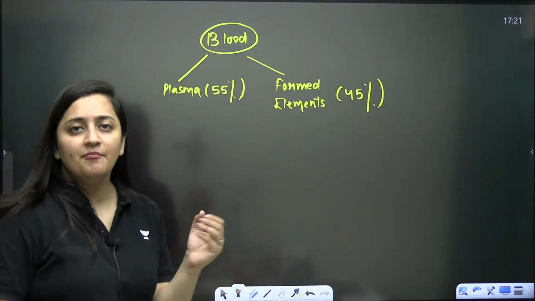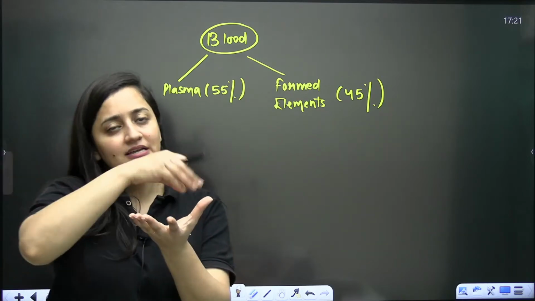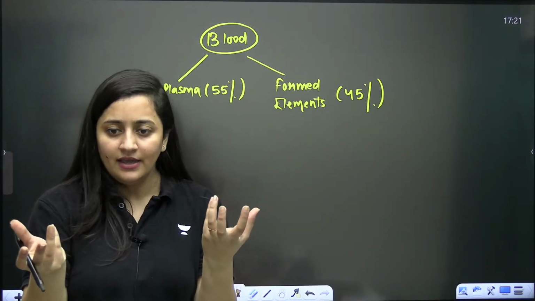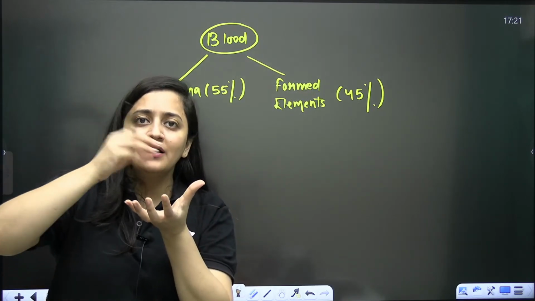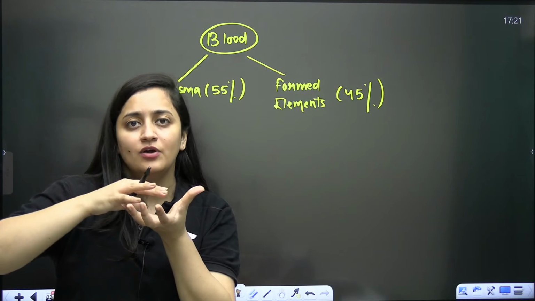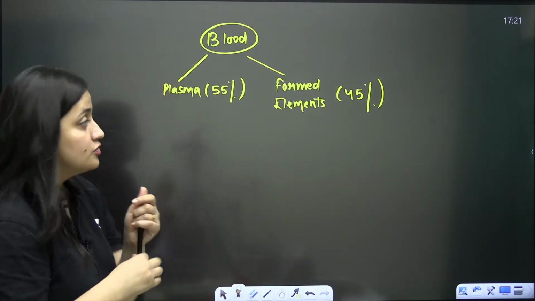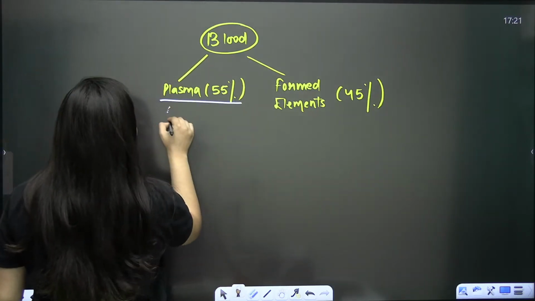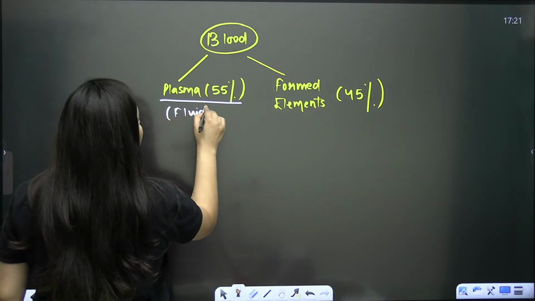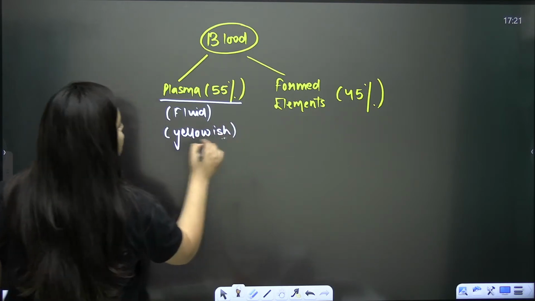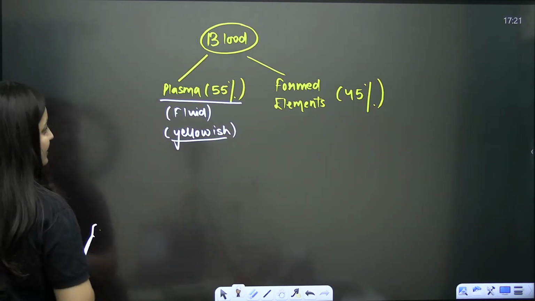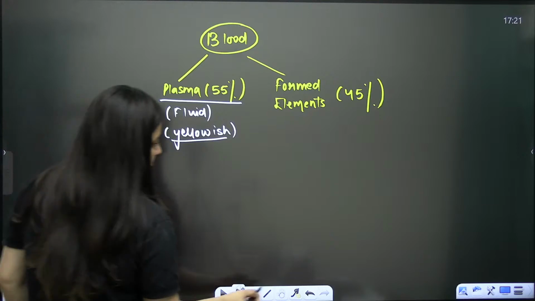My favorite example is Bonvita. When in milk you mix the Bonvita, you get your drink. That white milk part is plasma, and the chocolate granules that you are adding are the formed elements. When you talk about plasma, you are talking about the fluid, the pale yellow, straw colored fluid. It makes 55% of the blood.